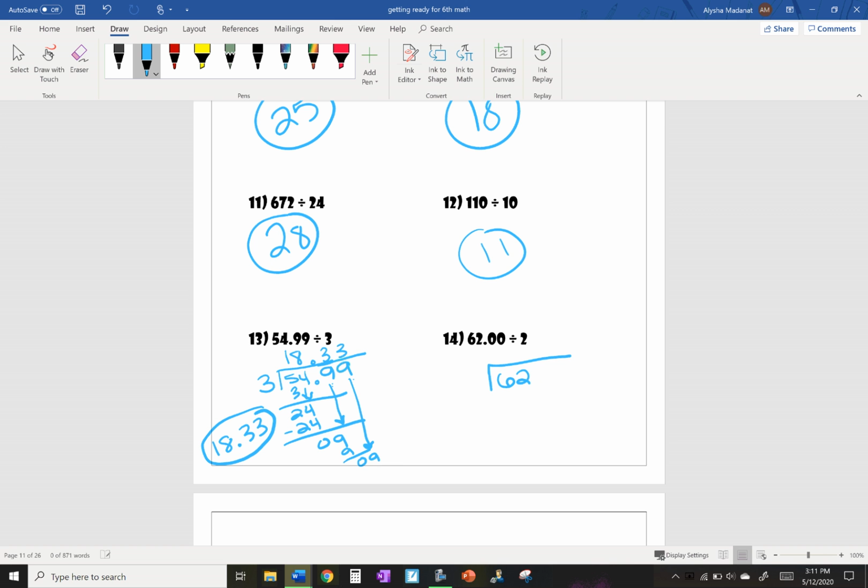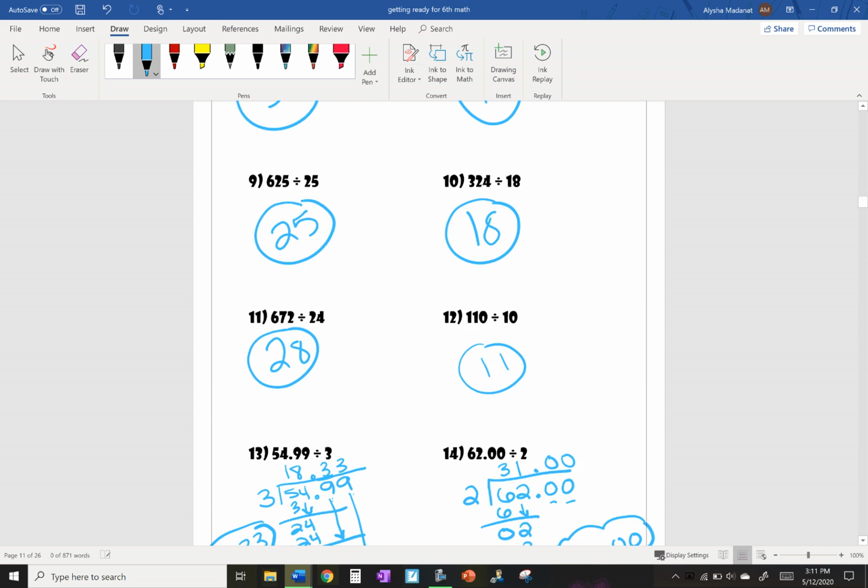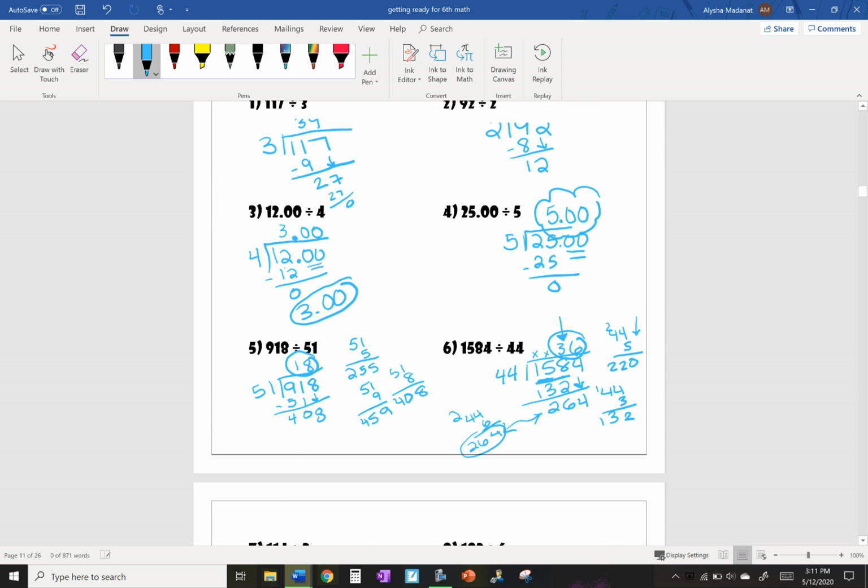Number 14 is 62.00 divided by 2. Bring up that decimal. 2 goes into 6 3 times. Again, just because you have that 0 doesn't mean you're done. You got to keep going till all your digits are done. 2 goes into 2 once. And because you've got those 2 zeros, you could just bring them straight up, and your answer would be 31.00. So that's for your division review.